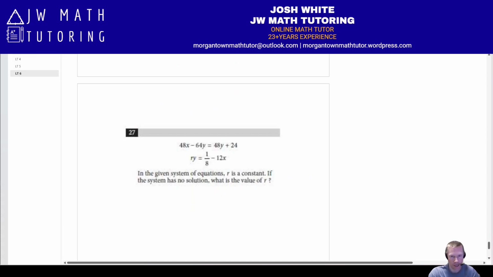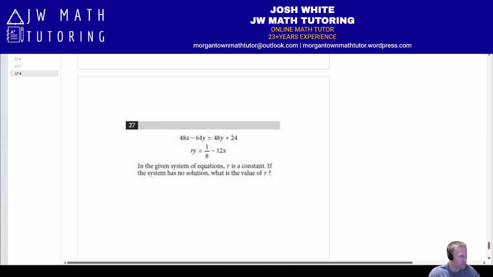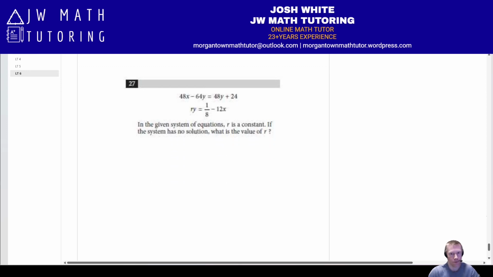All right, let's look at number 27. So in this problem, you have a system of equations. They tell you that the system has no solution. There's two different ways you could solve this. I'll show you both methods.